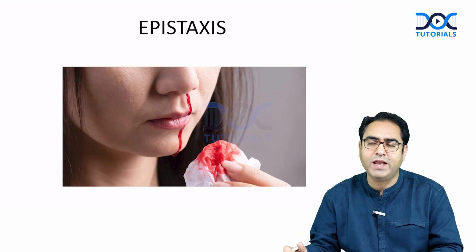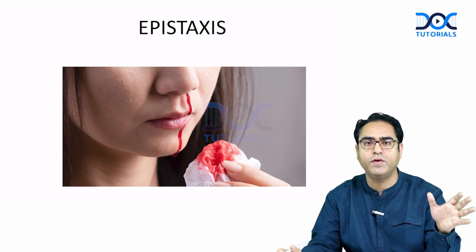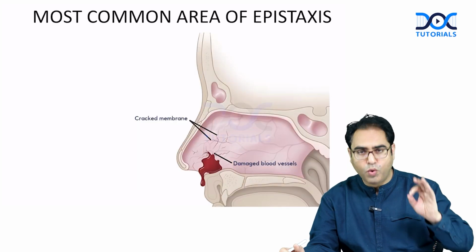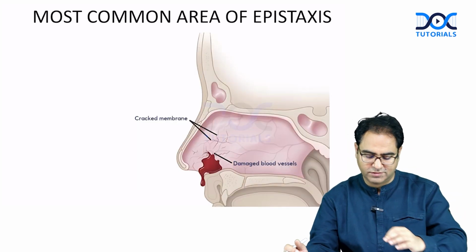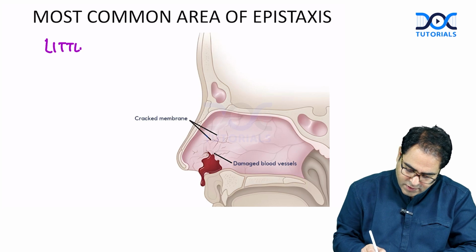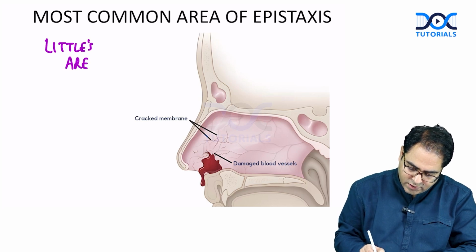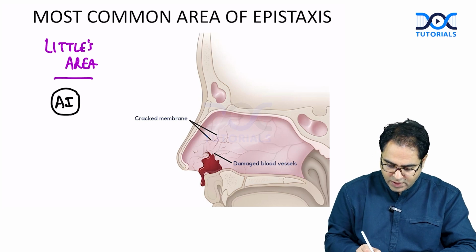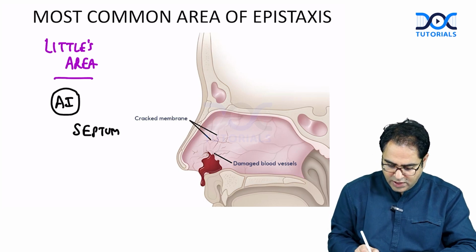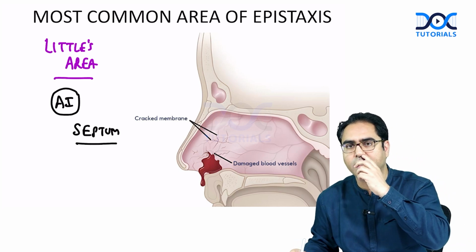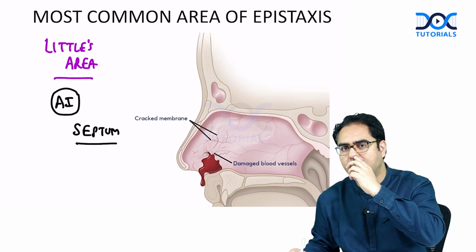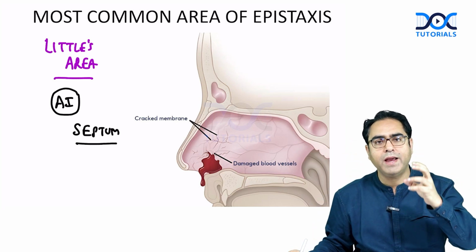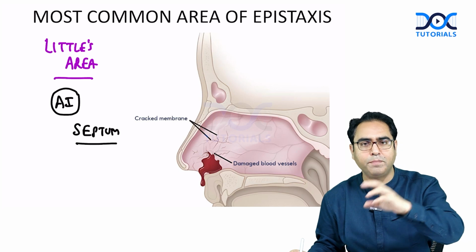Now, let us start epistaxis, a very common occurrence, particularly in school life. You must have seen a lot of your friends or classmates having bleeding from the nose. Let's talk about it. Now, what is the most common area of epistaxis? The answer is Little's area. Little's area lies on the antero-inferior part of the septum. It's on the septum. On which part? On the frontmost part and the lowermost part. Over here only, right? When you put a finger in the nose, you touch the septum. Which area are you touching? Little's area. So, Little's area is a highly vascular area lying on the antero-inferior part of the septum.